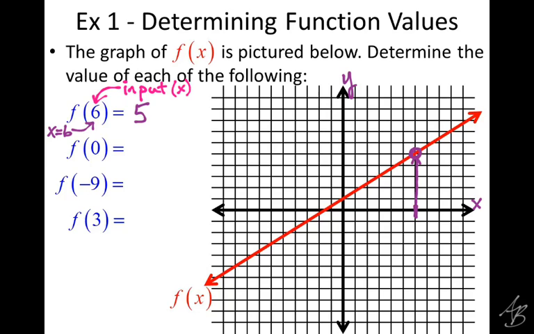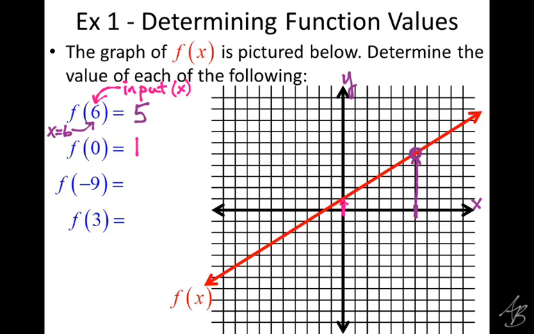All right, let's do f of 0. So f of 0 means that x equals 0, right? Since x equals 0, where are we going to go on the x-axis? We're going to stay at the origin. Now, to get to the function from the origin, which way do we go? We're going to go up 1. So what's f of 0? 1.